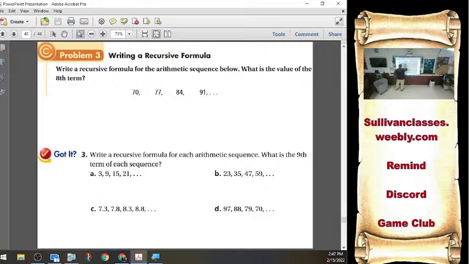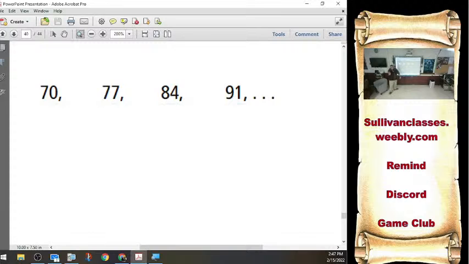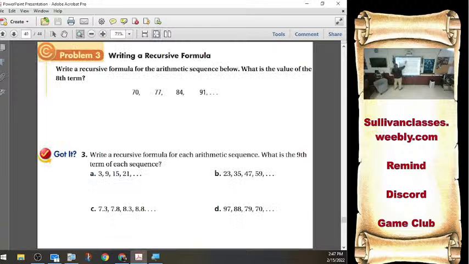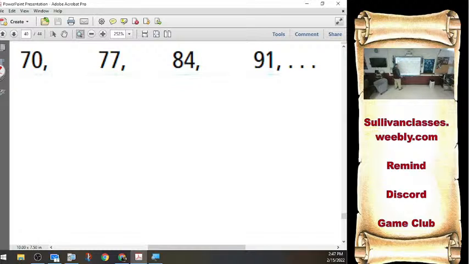Here we go. Recursive. The one we were looking for was recur. Recur means right after the other one, do it again. A recurring nightmare. If I'm going to write a recursive formula, I'm going to say, what am I doing every time?